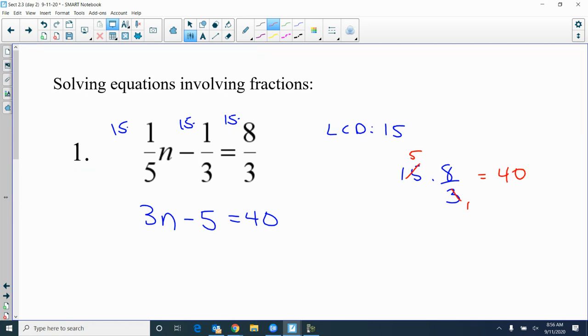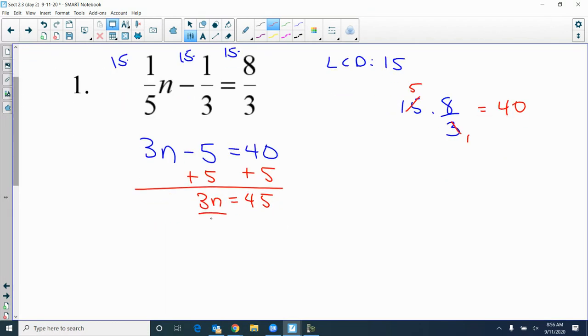5 goes into 15 3 times. 3 times 1 is 3. 3 goes into 15 5 times. 5 times 1 is 5. You can always use your calculator. Add 5 now. Add 5. And I get 3n equals 45. Divide by 3. N equals 15.